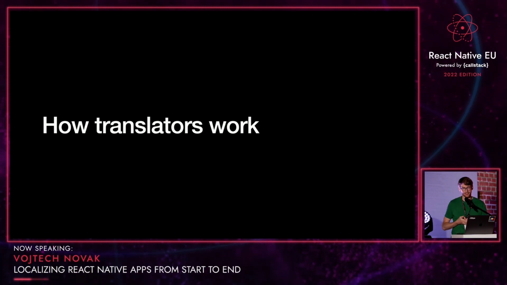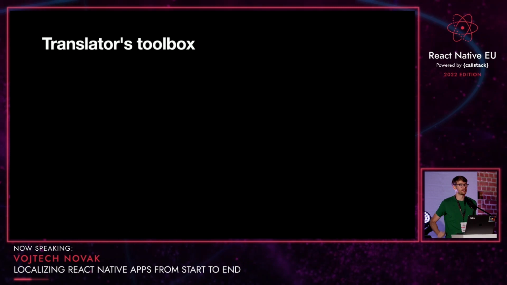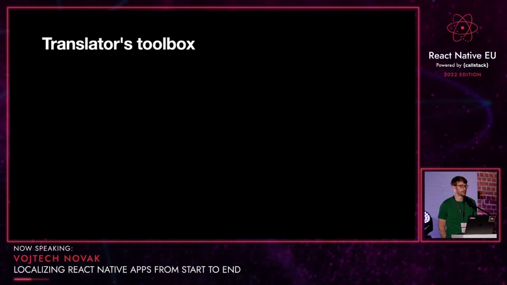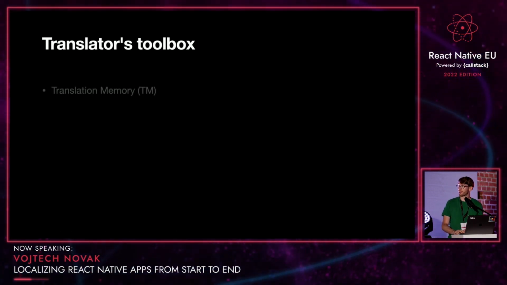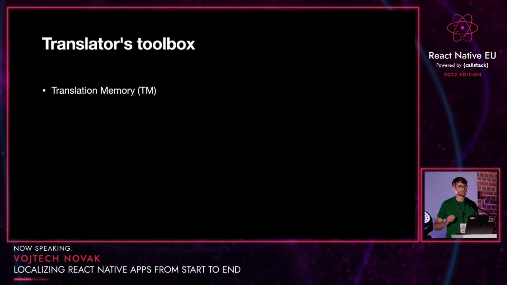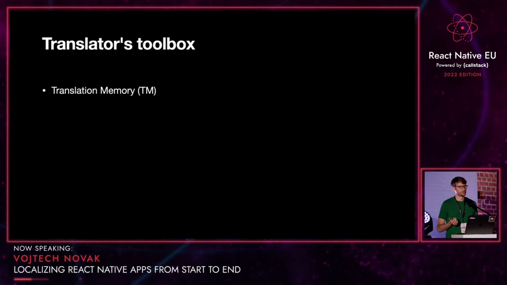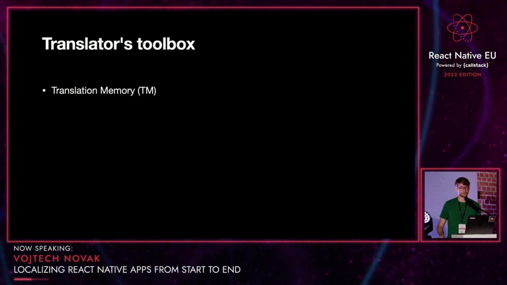All right. As I promised, I wanted to talk about how translators work. So let's have a look at some of the things inside of the translator's toolbox. And the first one I'm going to mention is translation memory. Translation memory is essentially a database of all the translations that your agency or translator have created. This doesn't sound terribly useful at first, but trust me that it is.